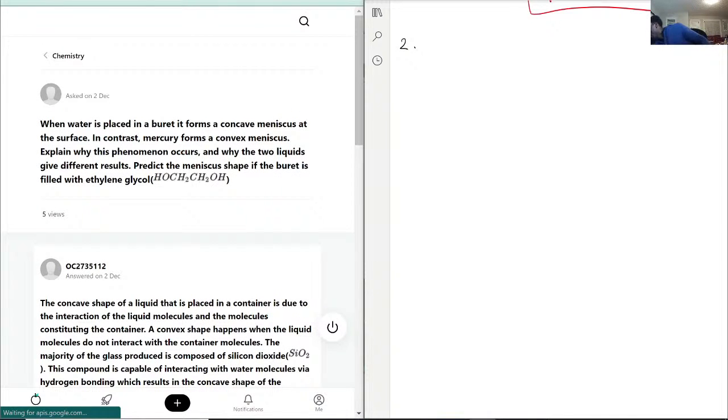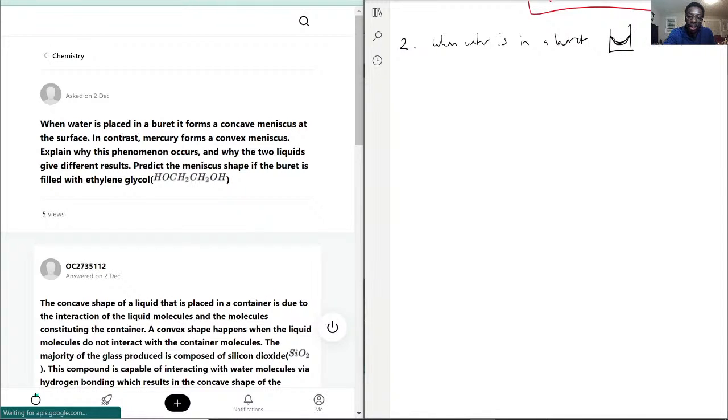Now, this question is asking, when water is placed in the burette, it forms a concave meniscus at the surface. In contrast, so let's actually draw this out. So when water is in a burette, it forms a concave meniscus like this.